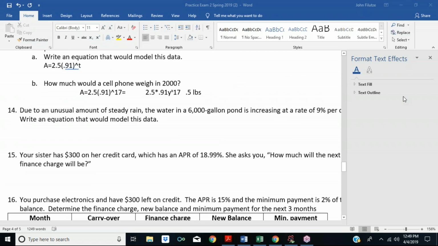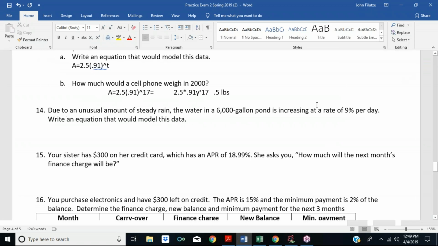Okay, and let's see, 14. Let's see. Whoops, why is my screen missing? Let's see here. Sorry about that.